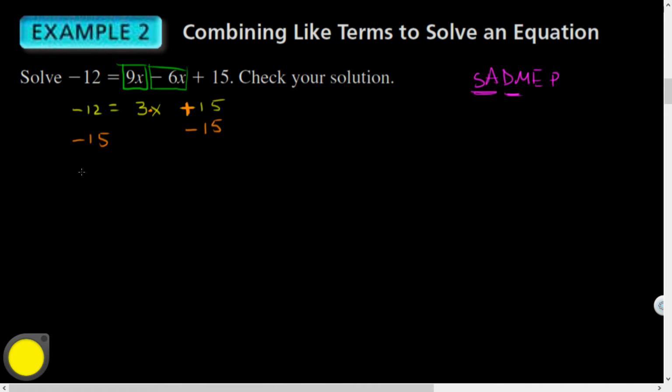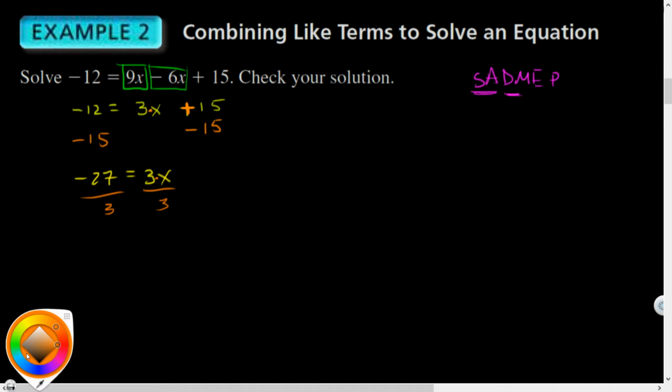Negative 12 minus 15 is becoming more negative. That's negative 27 equals 3x. And now, Devin, come on, friend, you're getting distracted. Divide both sides by 3. And you should be writing this down as well. Just entering it in on the Chromebook isn't helpful. And let's see, negative 27 divided by 3 is negative 9 equals x.